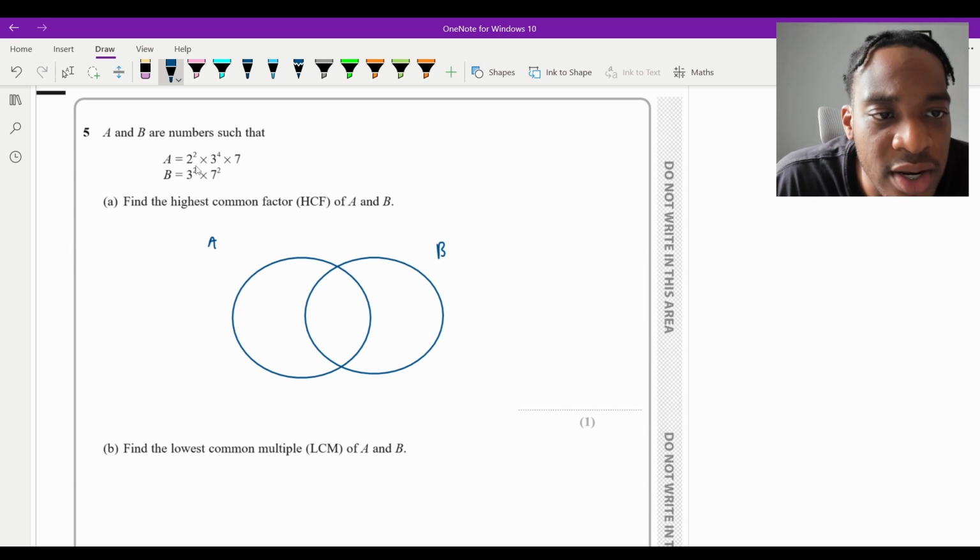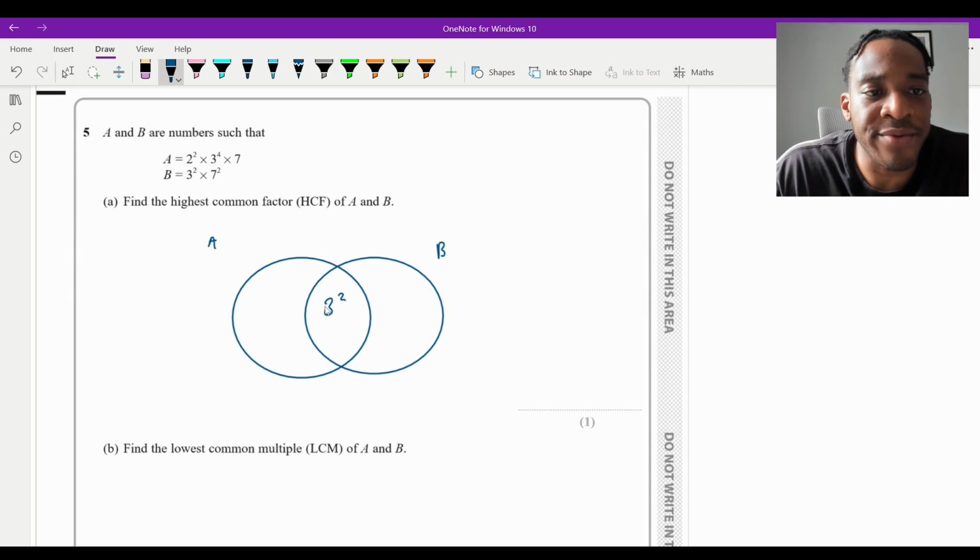Now, what do they have in common? Well, I can see they have 3s in common. How many 3s do they have in common? Well, B has 2 3s, 3 squared, and A has 4 3s, right? So they both have at least 2 in common. So I'm going to put a 3 squared in the middle here. That. And what else do they have in common?